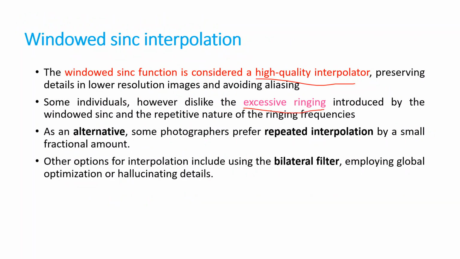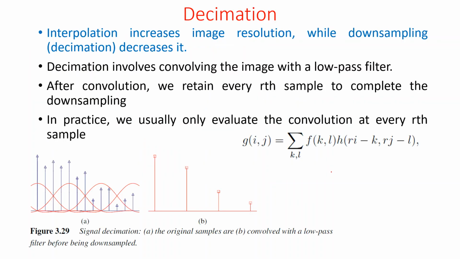Again, the windowed sinc interpolation is one of the high quality interpolators, and due to this sharpness, it may introduce excessive ringing. Some individuals dislike the excessive ringing. As an alternative, we can go with repeated interpolation, or we can use bilateral filtering. So these are just some of the general theoretical parts.